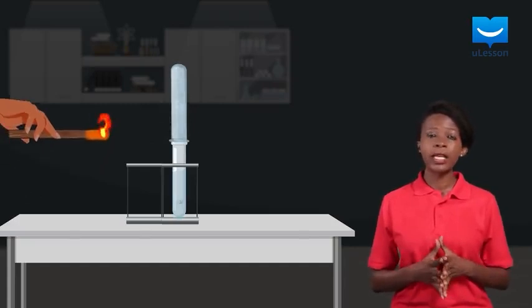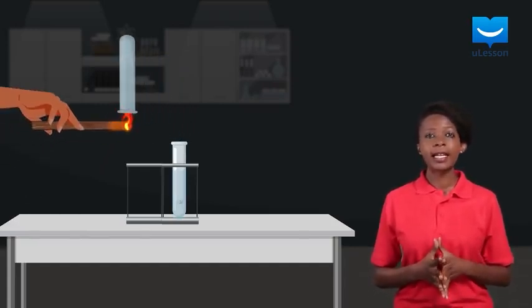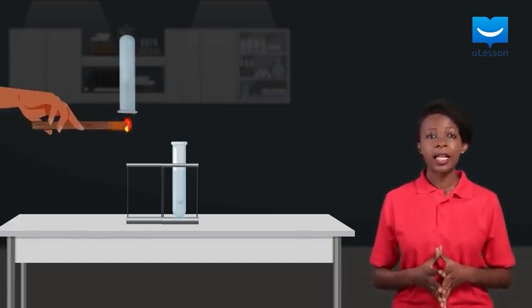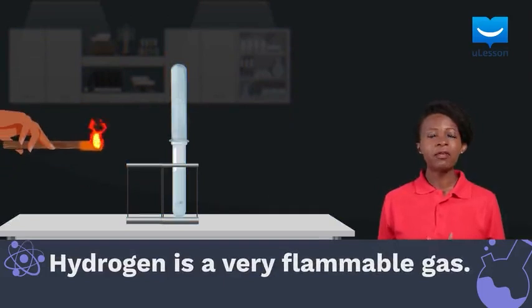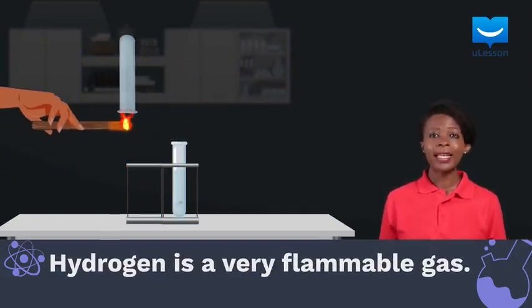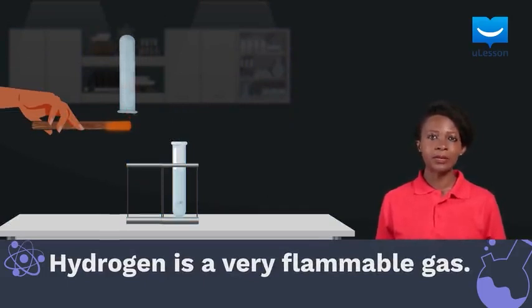The next step is to hold a lighted splint near the opening of the test tube containing the collected sample of gas. If the gas is hydrogen, you will hear a pop sound. Now, what causes the pop sound observed when a lighted splint is placed in the path of hydrogen gas? The answer is simple. Hydrogen is a very flammable gas. When ignited, it reacts with oxygen in the air to release energy which results in the pop sound.